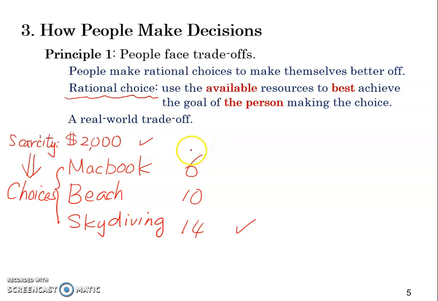In other words, the rational choice depends upon the decision maker. Your rational choice may or may not be mine. So here what we're saying is, this rational choice depends.